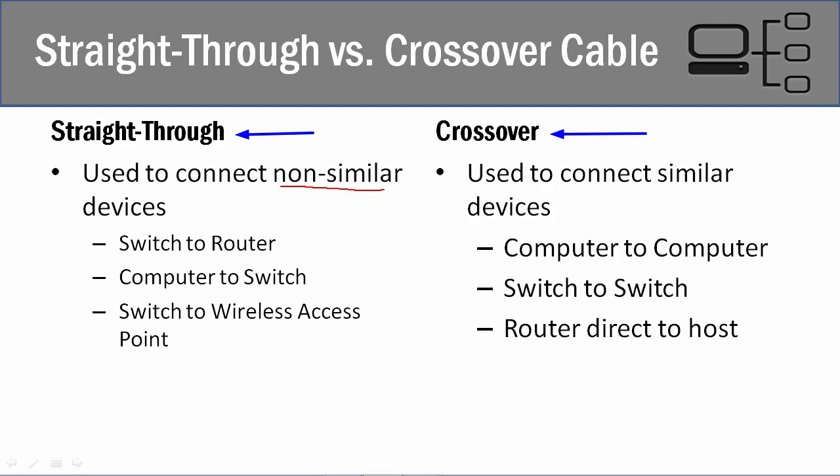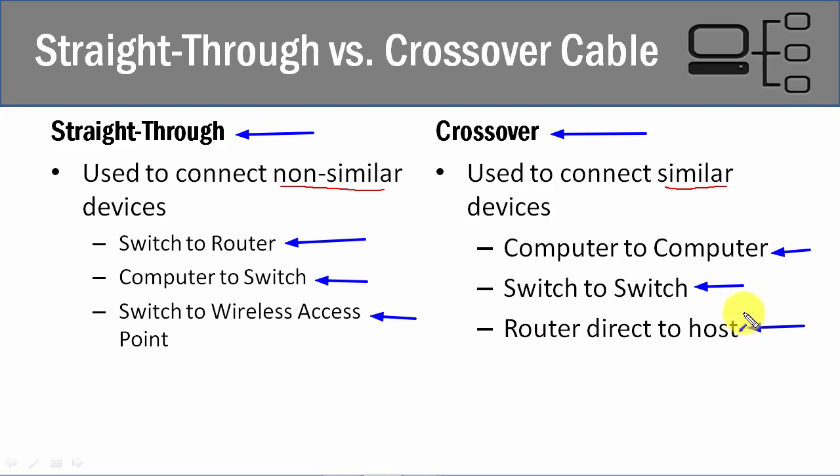For example, an example of non-similar would be a router connected to a switch because they're different types of devices. Another example would be a computer to a switch, again, because they're two different types of devices. A third one would be a switch connected to a wireless access point because, again, they are separate types of devices. Now, on the flip side, a crossover is the exact opposite. It's used to connect similar devices. A good example is a computer to a computer, a switch to a switch, and then a router directly connected to a computer.